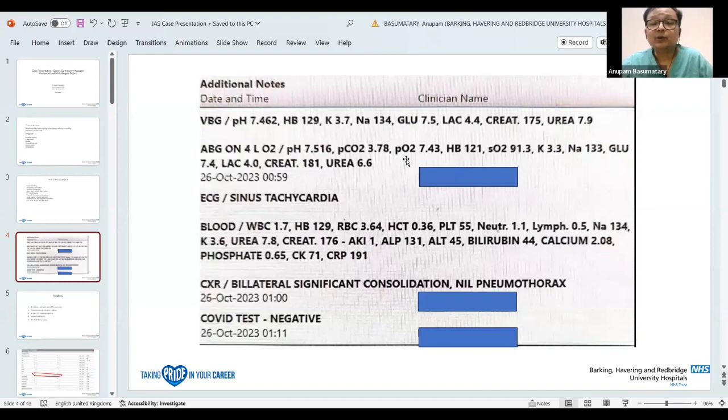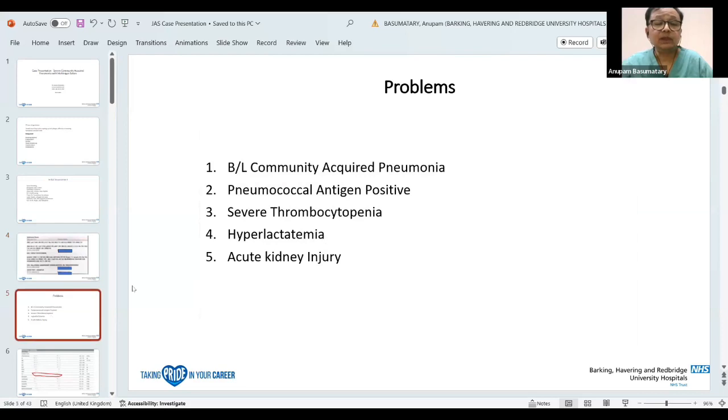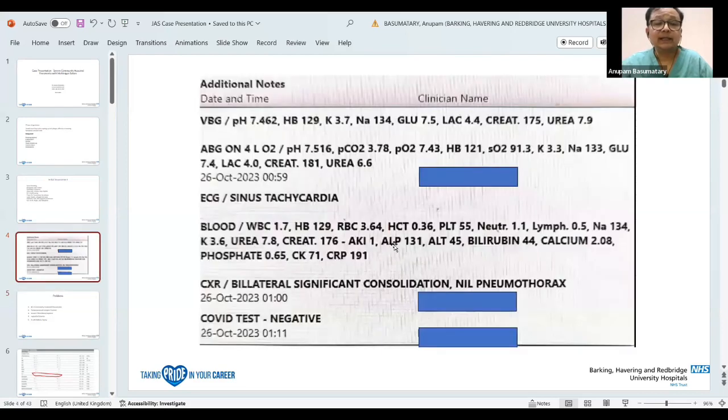He is maintaining his PO2 with a non-rebreathe mask at 15 liters. You can see the lactate still remains high. Let's go back. The initial bloods were showing WBCs of 1.7, which is quite low, expectedly. But remarkably, he had a platelet count of 55. Creatinine, as you can see, is still high, 176.